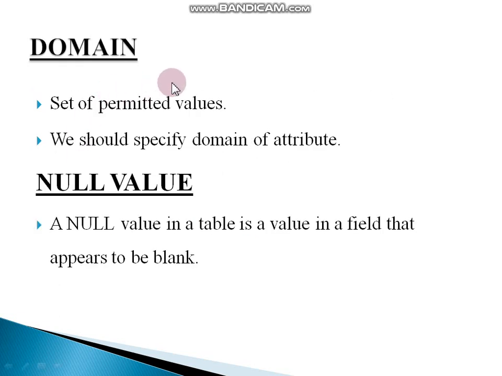Next, domain. Domain is a set of permitted values for an attribute in a table. We should specify a domain for an attribute while creating a table. For example, a domain of numbers can accept only 0 to 9. An attribute cannot accept values that are outside of its domain, which means, for example, the ID field has an integer domain, so that field cannot accept values that are not integers, for example, string or float.